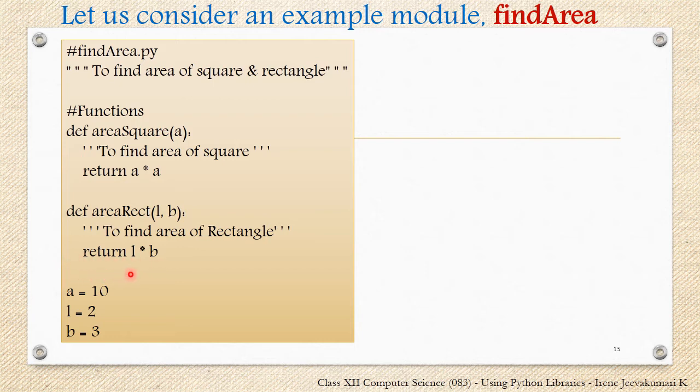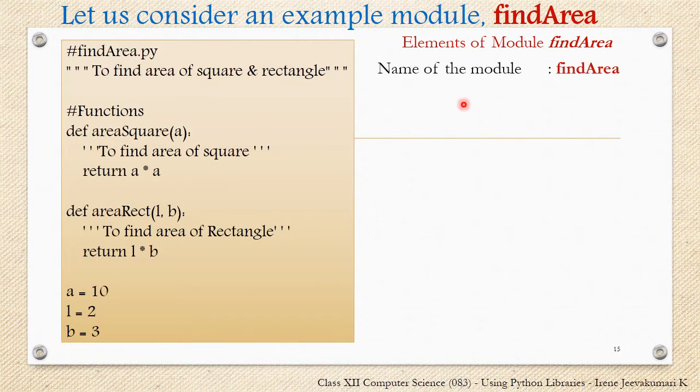And again the next statement is a blank line, and we have some constants or variables here: a equal to 10, L equal to 2 and B equal to 3. So this is a simple Python program. We just call this a module. The name of the module is findArea because the name of the file is findarea.py. The name of the module is nothing but the name of the file without the .py extension.